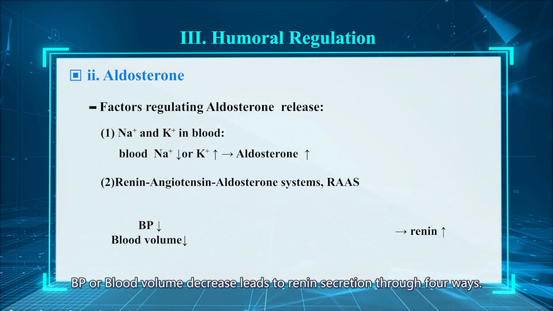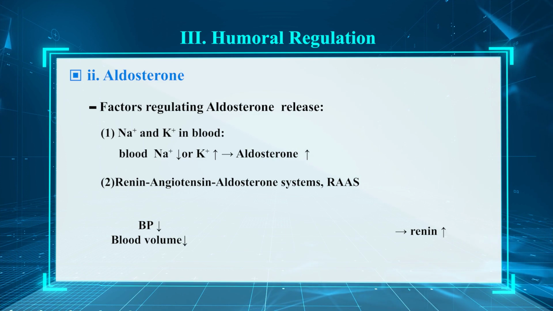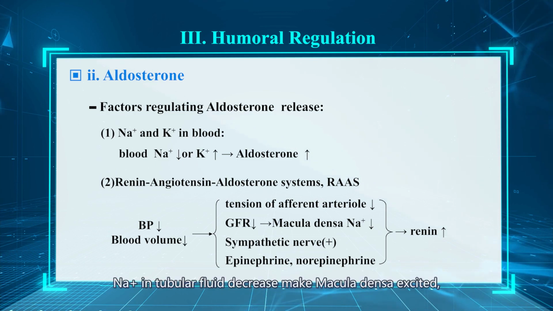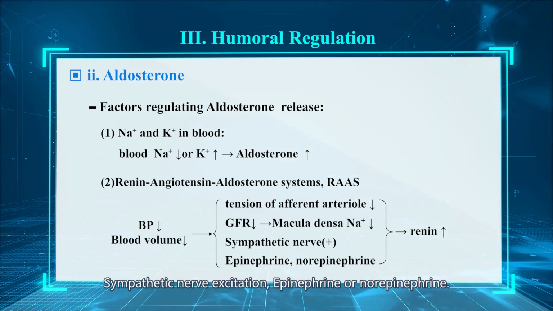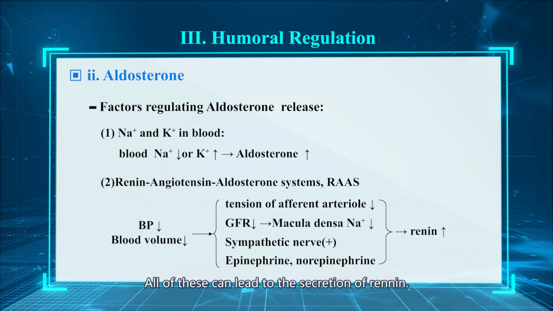Decreased blood pressure or blood volume leads to renin secretion through 4 ways. The stretching of the afferent arteriole decreases. Sodium in tubular fluid decreases, making the macula densa excited. Sympathetic nerve excitation, epinephrine or norepinephrine. All of these can lead to the secretion of renin.